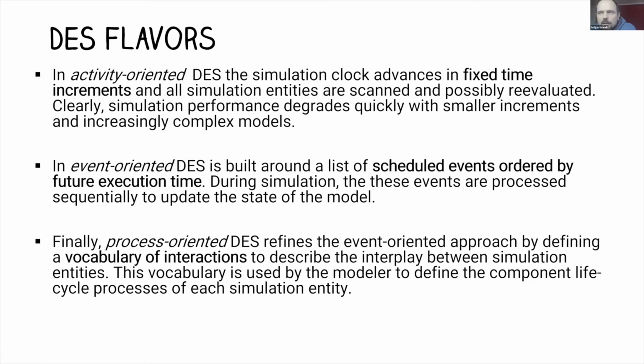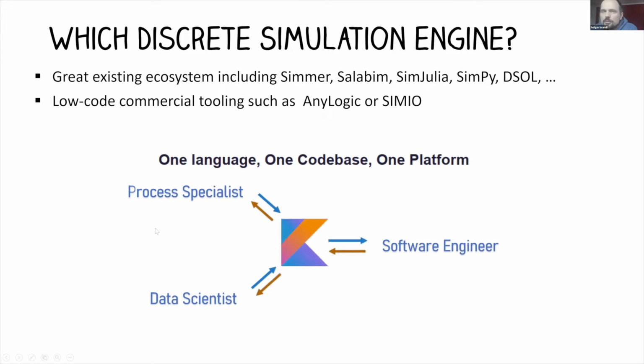And when starting my work on discrete event simulation, for sure, I was looking around at what's there. So what simulation engine should I use? And there is already a lovely ecosystem, including many tools like Ziemer, Salabim, SimJulia, SimPy, DSOL, and many more actually, because simulation is a very established field. And clearly, there are also other vendors with low-code commercial offerings like AnyLogic or Simio.